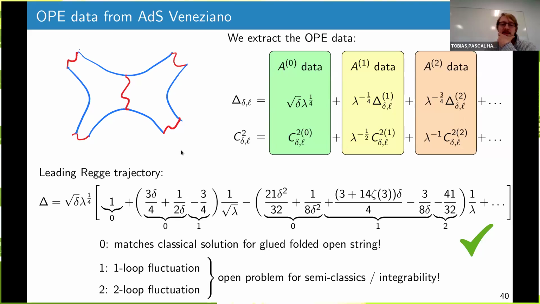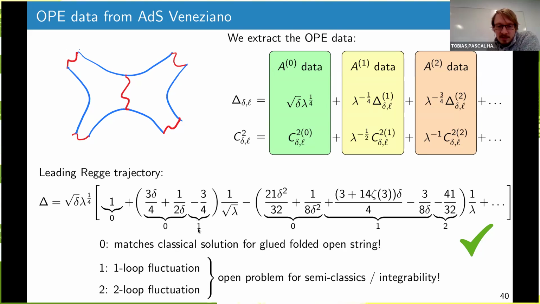In this case, this has not been studied using integrability, only using a classical computation. And this is our result for the leading Regge trajectory. At each order in 1 over lambda, the terms which are highest and lowest order in delta are fixed by the classical solution, and they indeed match the solution. It's called the glued folded open string.